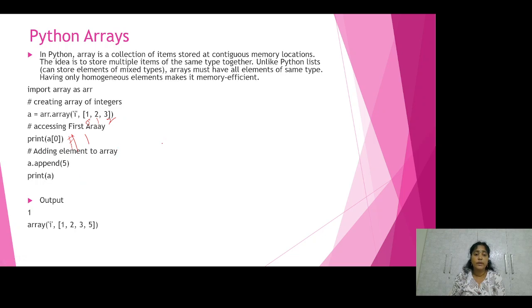Adding an element. In C programming, arrays are not dynamic. Arrays are static, meaning later on, if you want to add one more element into that array after declaration, it is not possible. But Python arrays are dynamic in nature, meaning if you want to add, you can add even afterwards. Append 5 means for array A, you are adding the value 5 at the end, so 5 will be added at the end of this array.